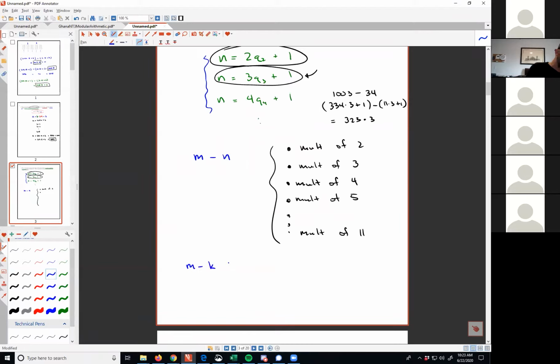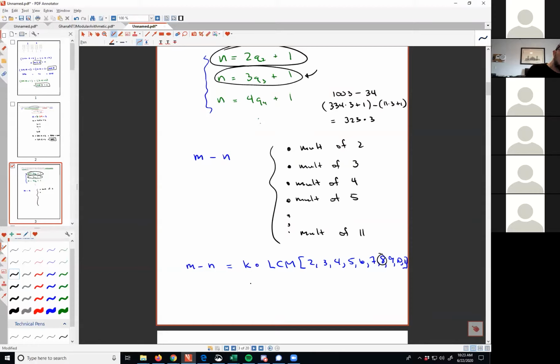So m minus n is going to be k times some integer times the least common multiple of 2, 3, 4, 5, 6, 7, 8, 9, 10, and 11. Sorry, I've got that crammed in on the right there. So let's figure out what that least common multiple is. Let's find its prime factorization.